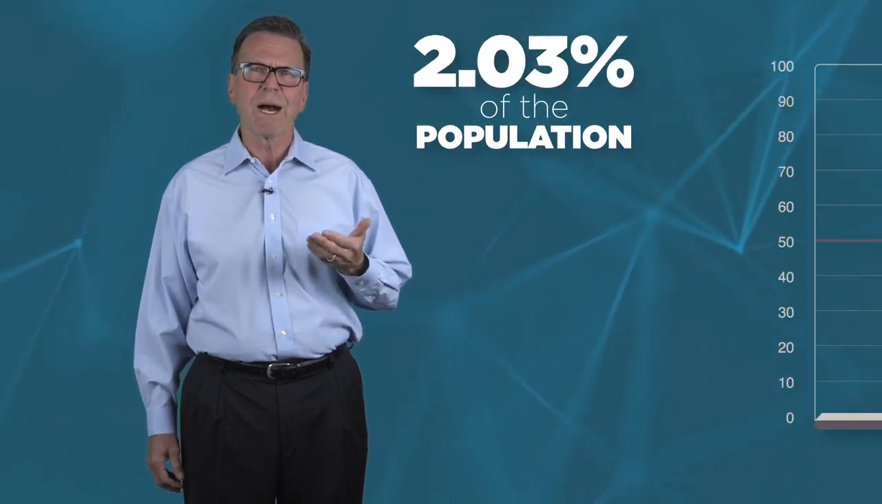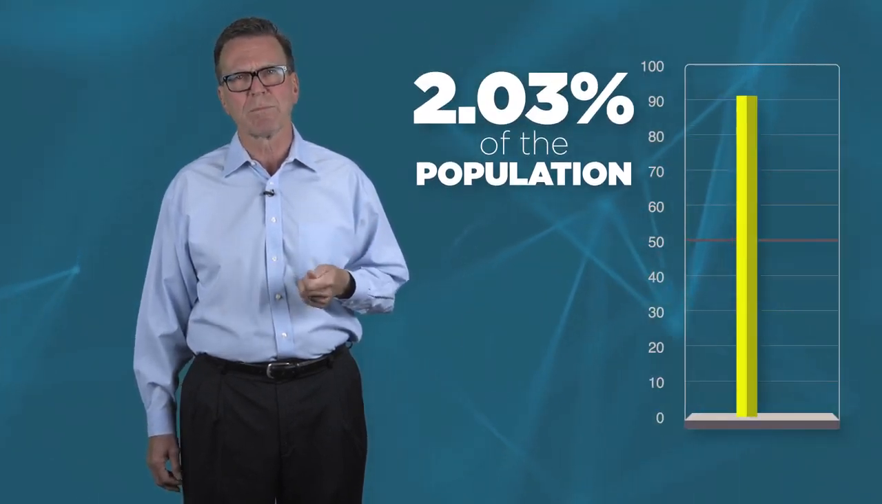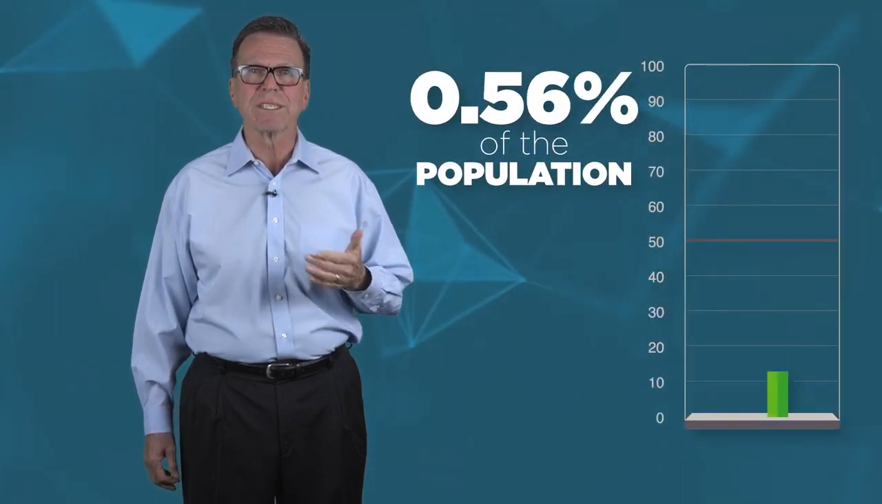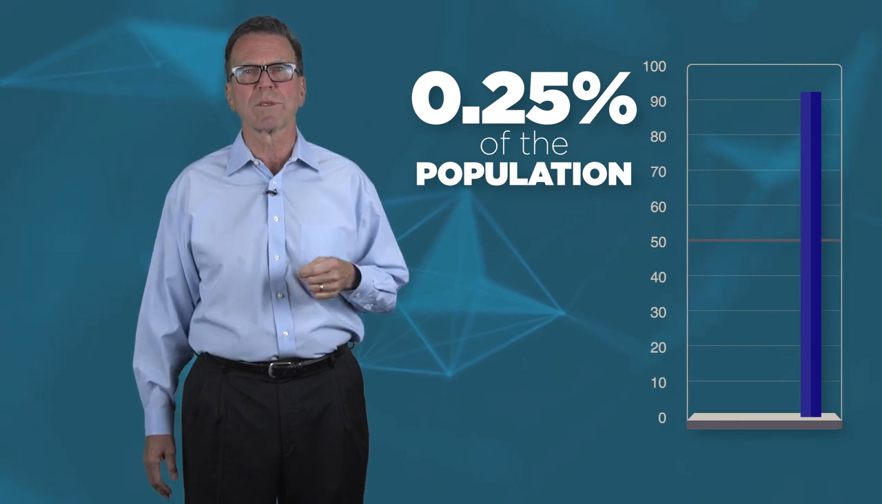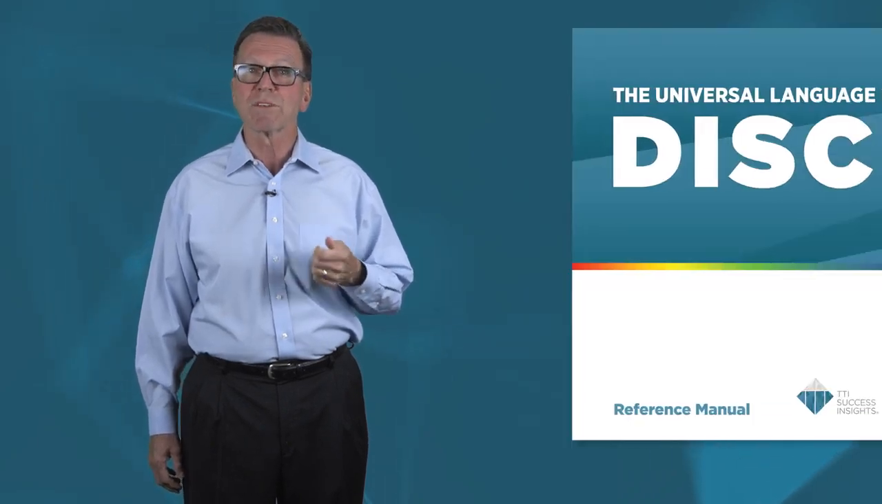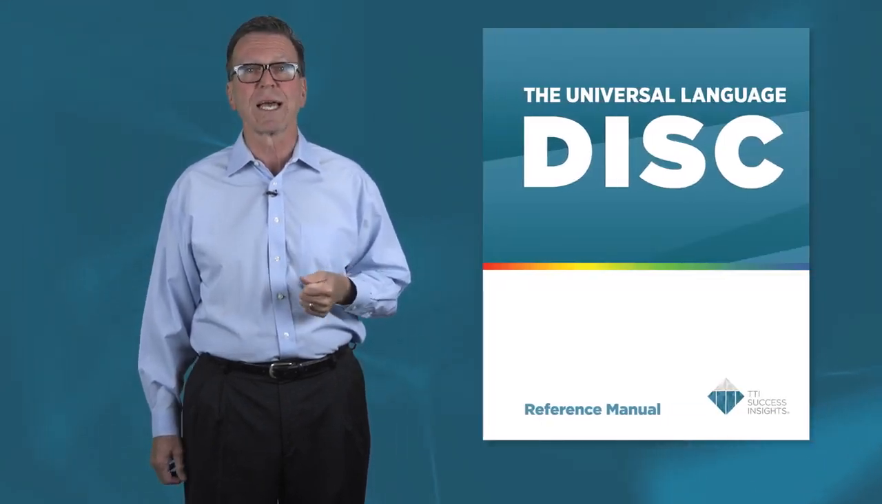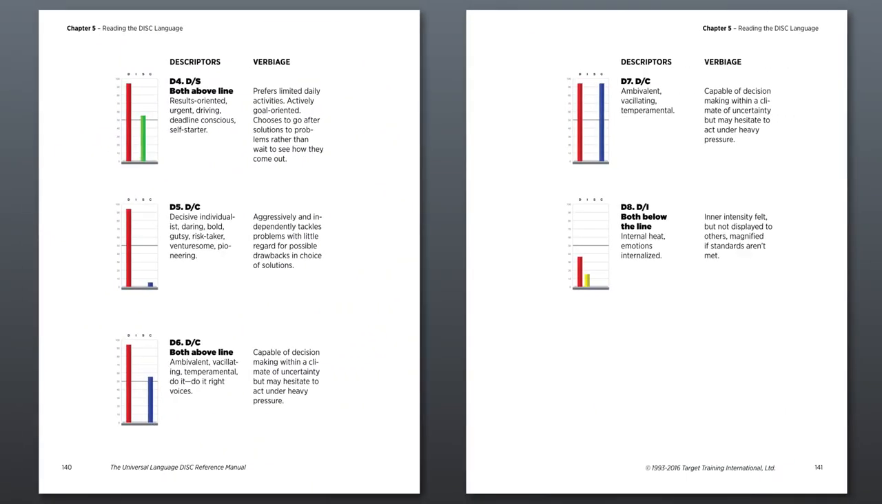D style, and about 2% of the population is made up of a pure I. The pure S is only 0.56%, and the pure C is barely 0.25%. This module will discuss combined factors that make up an individual's behavioral style. Chapter 5 of the TTISI Universal Language DISC textbook outlines over 25 of the most common style combinations. Make sure to review this very important chapter to better understand the descriptors and debriefing verbiage associated with these styles.